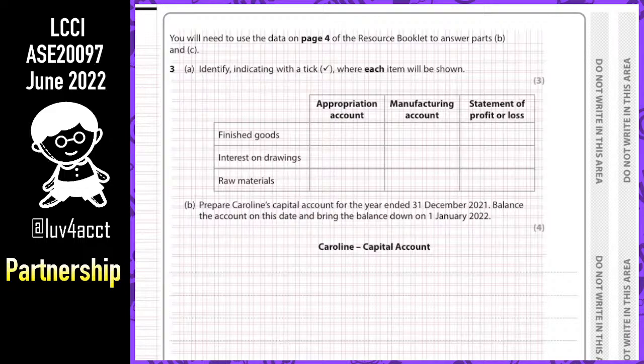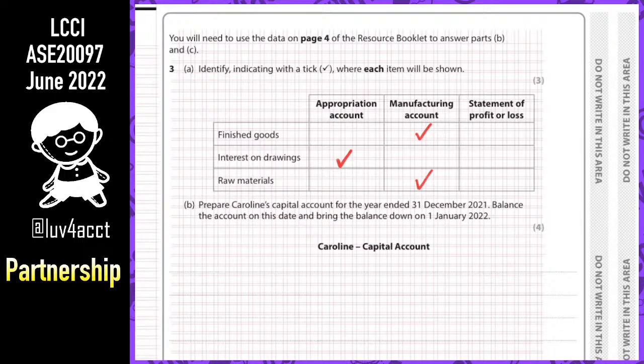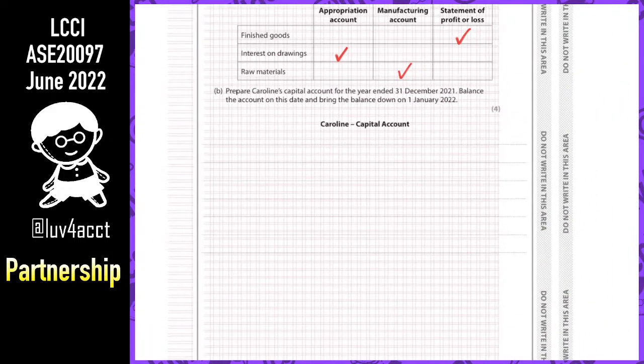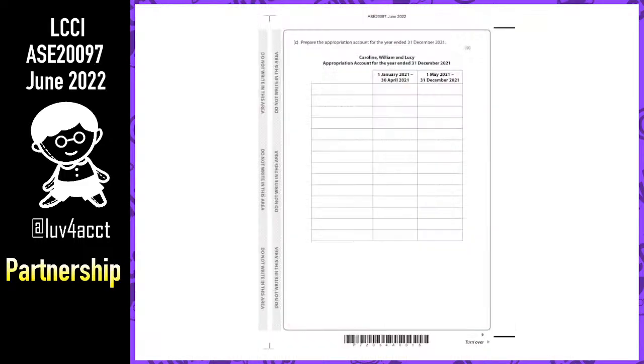Because we have a manufacturing partnership: appropriation account, manufacturing account, profit or loss. Finished goods, it will go into your manufacturing account. Interest on drawings, appropriation. Raw materials, manufacturing. Oh, why did I say finished goods will go into manufacturing? It will go into the statement of profit or loss. Sorry for that.